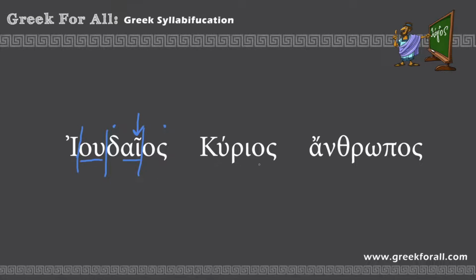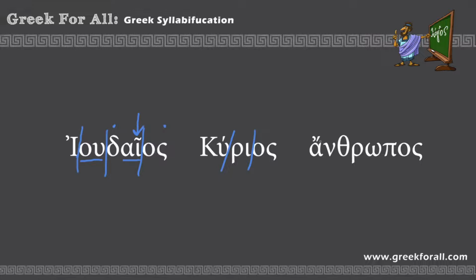Another word, kurios, the Lord, very easy. We have 3 vowels and this word has 3 syllables because iota and omega are not a diphthong, they stand separately. So let's just follow our rules. Break it down after a vowel: ku, ri, os. Kurios. Very simple. So now let's take a look at our final word here.